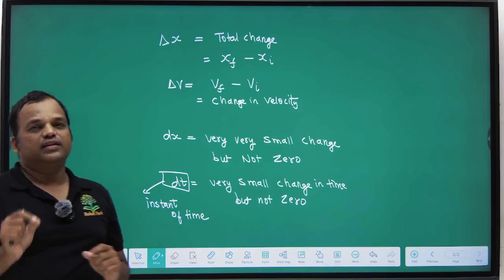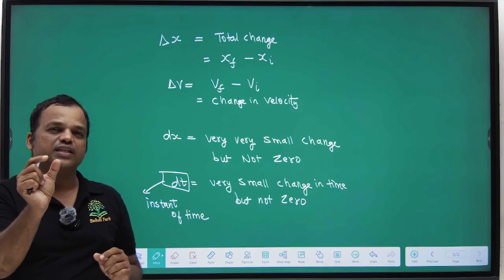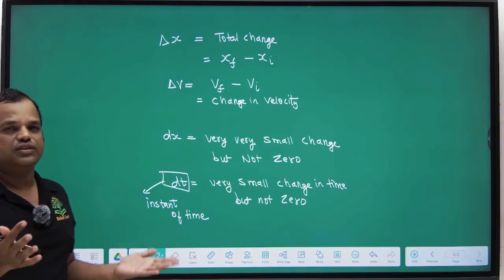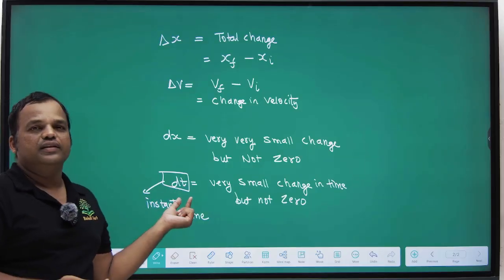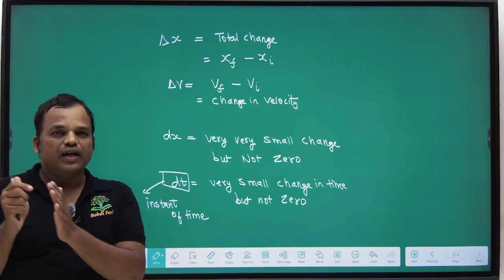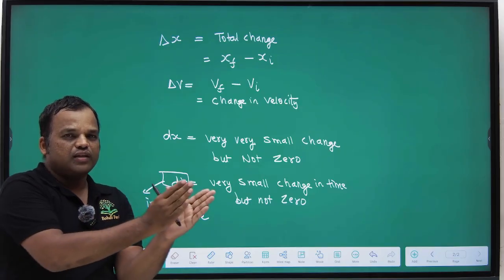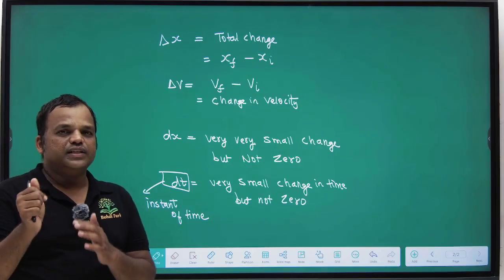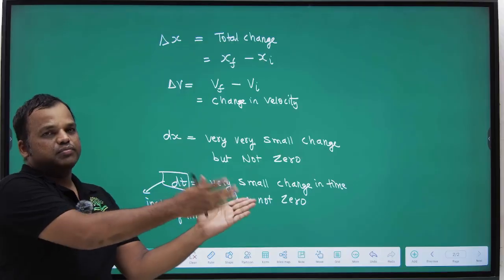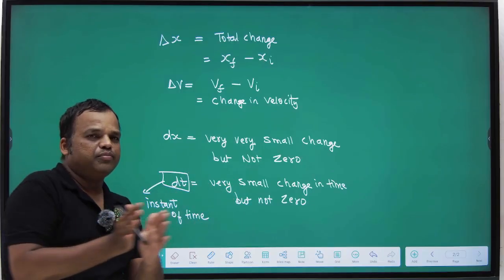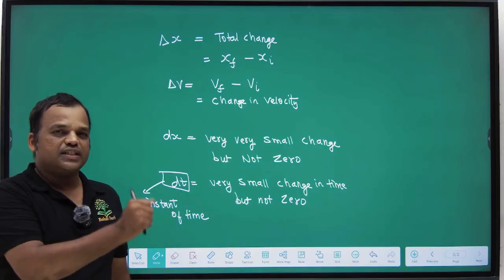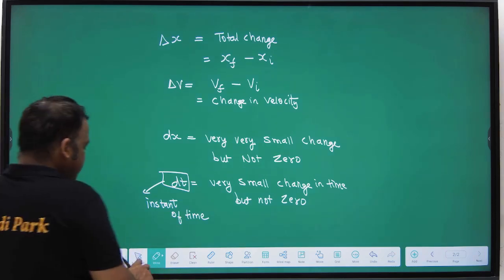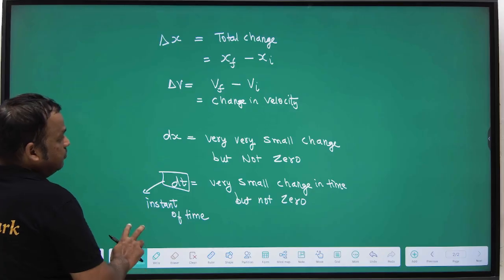The answer is instant. That time duration is known as an instant of time, which is not zero, but it is very small. So it is denoted by dt. When you add all the instants of time, that is small changes in time, that means dt plus dt plus dt plus dt plus dt plus dt, like that you keep on adding all those small instants, we get delta t. That is known as the total change in time.